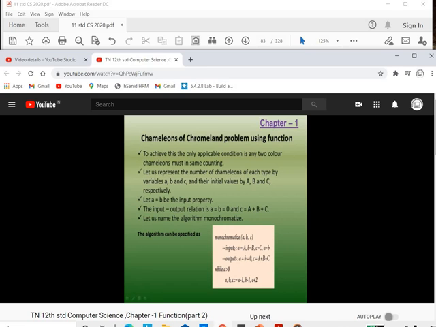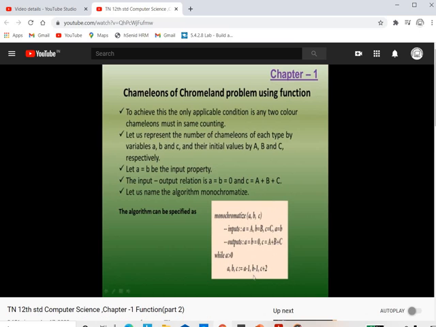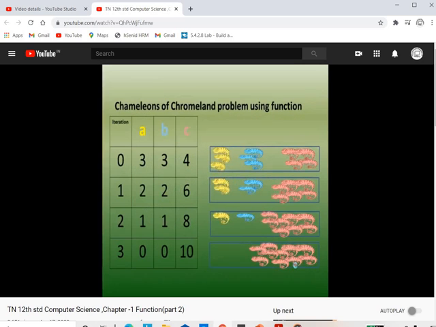I'll explain in detail. This explanation is for your 12th standard first chapter, which has a link with your chapters 6, 7 and 8. Okay, consider yellow chameleons: A is 3 and the color B is also 3. So A and B are in the same number, 3 and 3. The third chameleon color is in the number of 4.